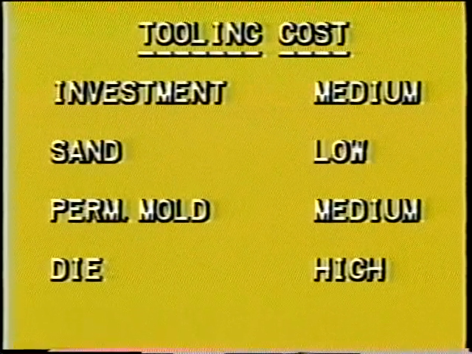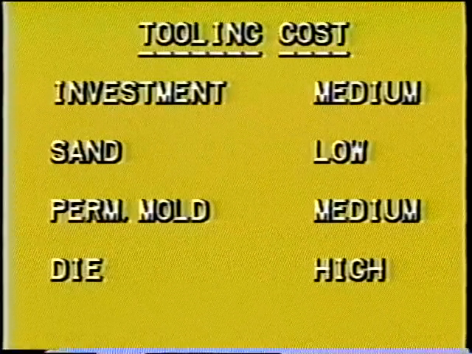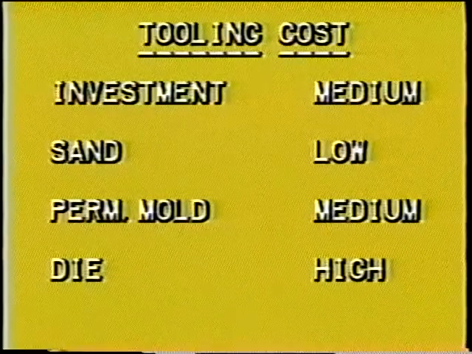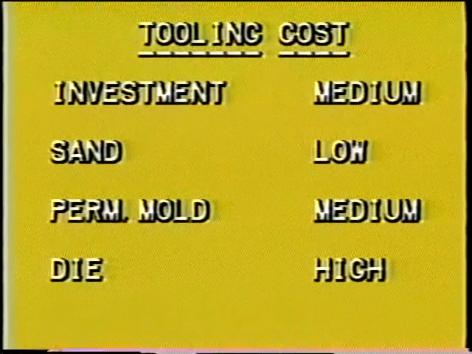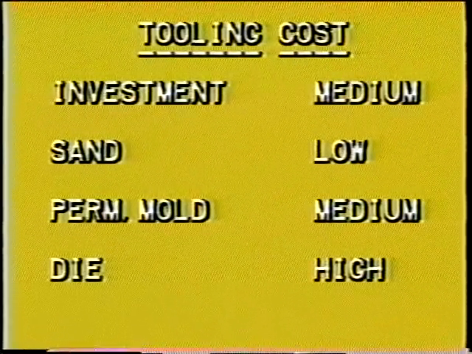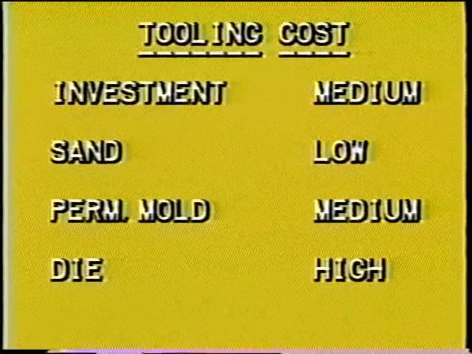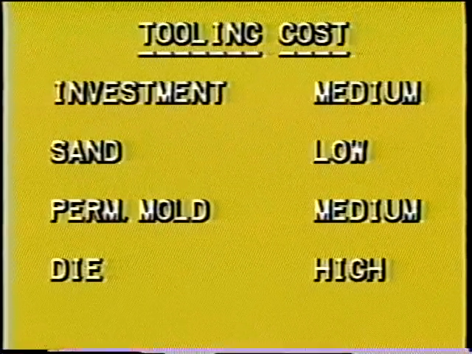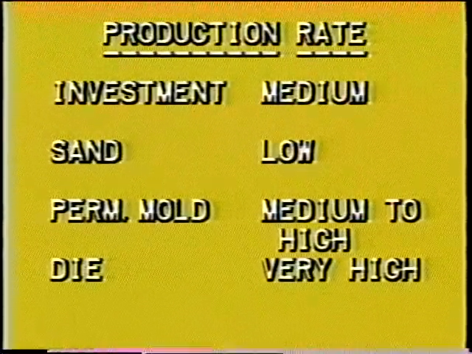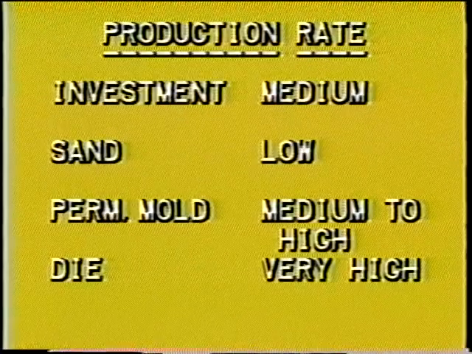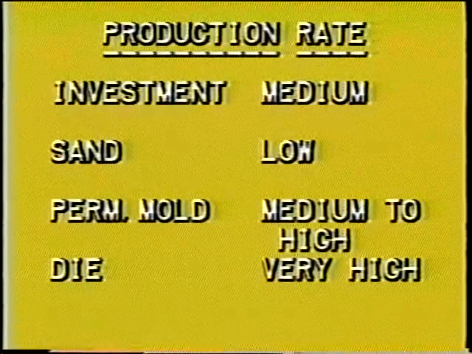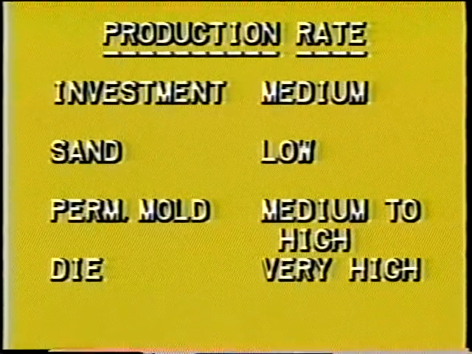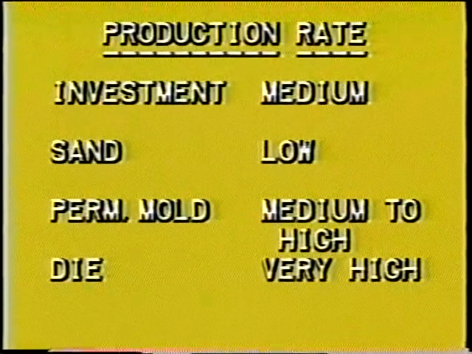The melting points of molds used in permanent mold and die casting are often too close to the melting temperatures of the metals needed for aircraft engine parts. Therefore, these processes are not used extensively in this industry. Production rates are medium in investment casting, low in sand casting, medium to high in permanent mold casting, and very high in die casting.